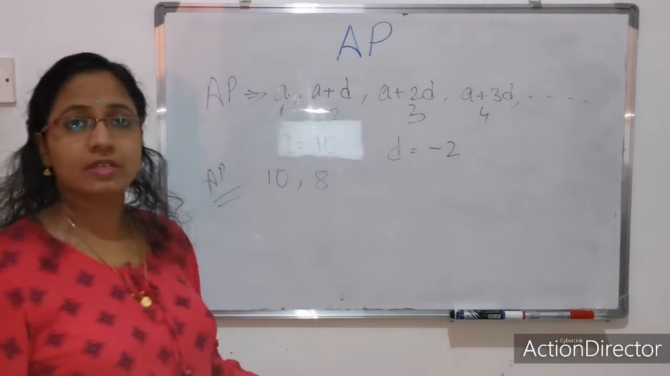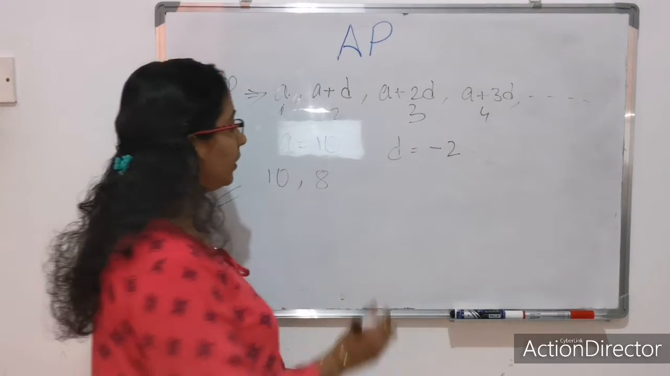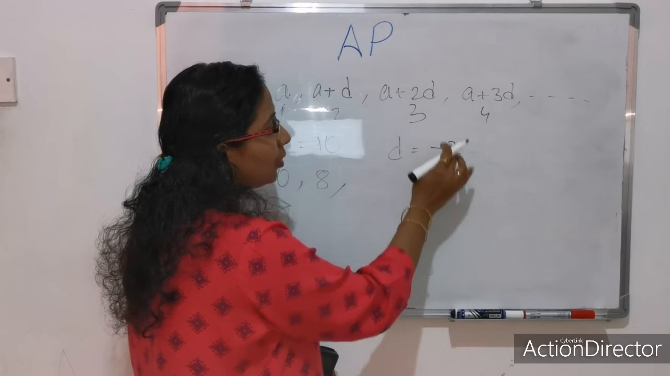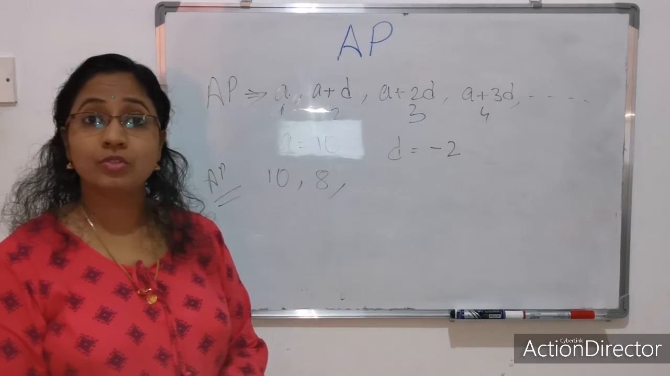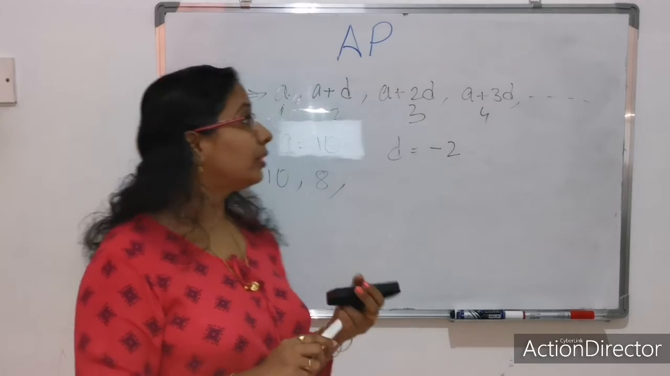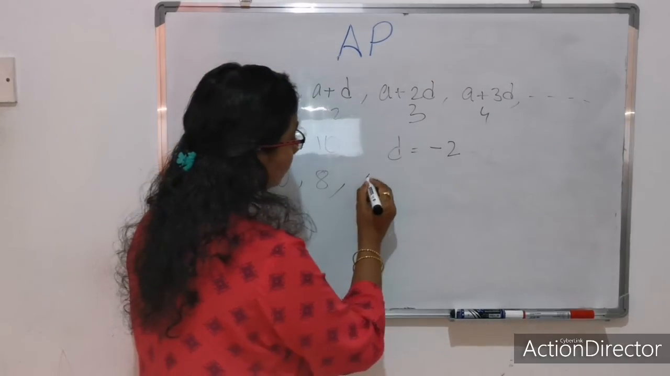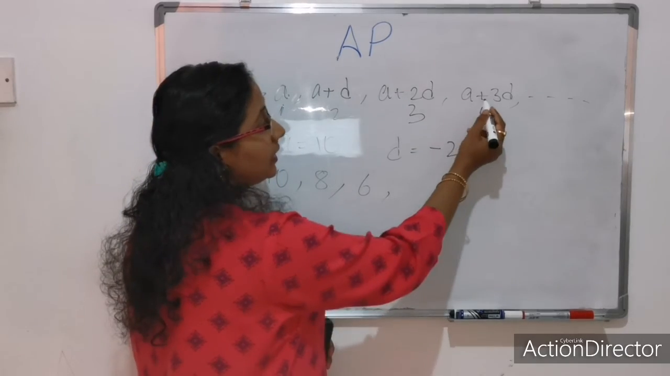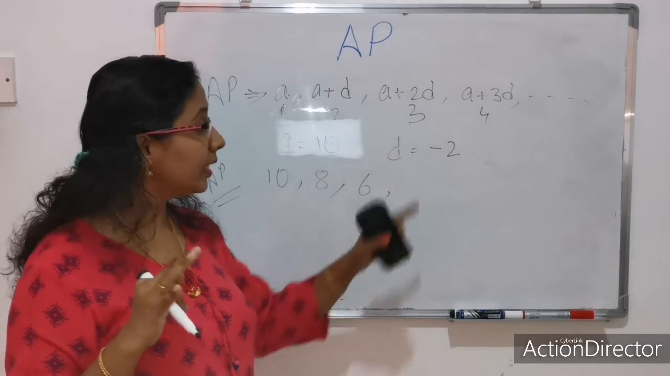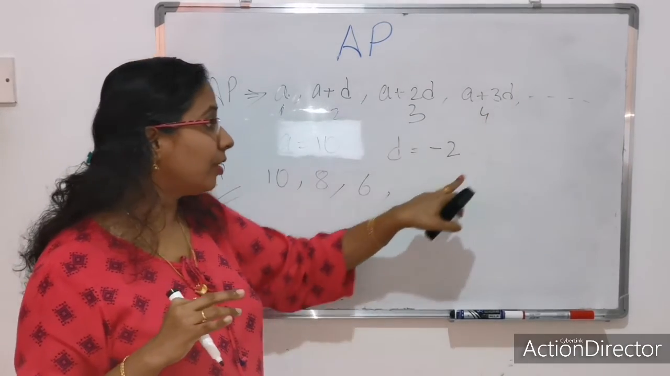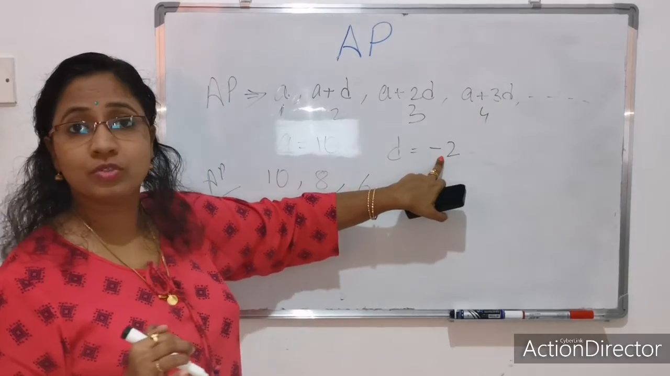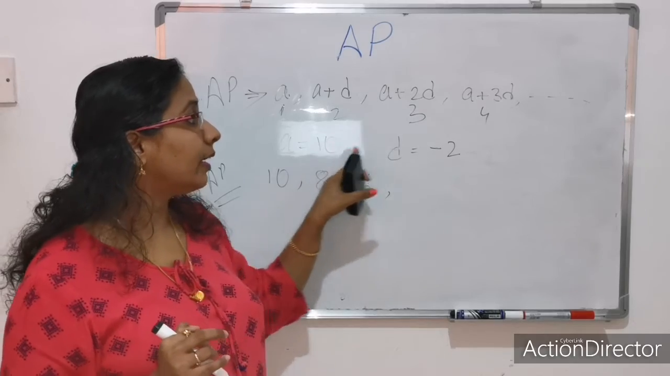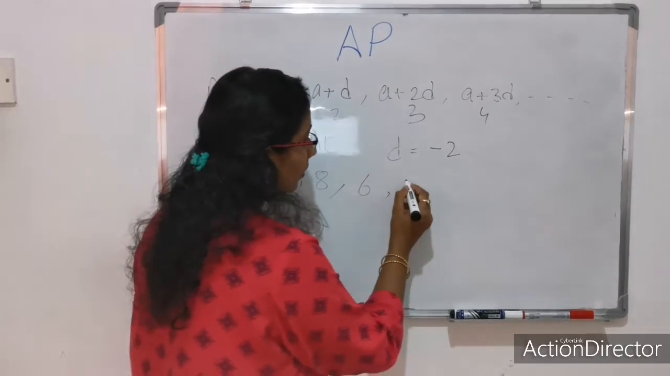Now if d is the same, for the third number, a is 10, 10 plus 2 into minus 2. 2 into minus 2 will be minus 4. So 10 minus 4 will be 6. Getting it? Now next, this is a plus 3d. So 3 into d, d is minus 2, so 3 into minus 2 will be minus 6. A is 10, and 10 minus 6 you will get 4.